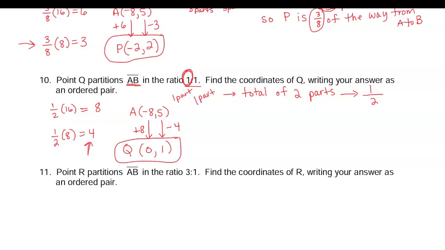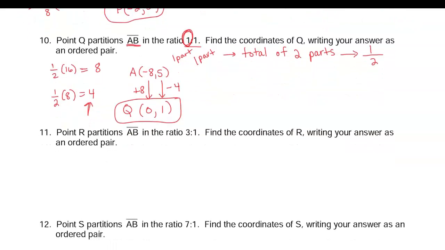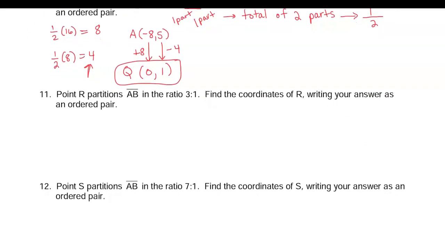Okay, we're going to do the same thing with number 11 and number 12. There's a total of 4 parts. So the 4 goes on the bottom of the fraction, and the first number goes on the top of the fraction.